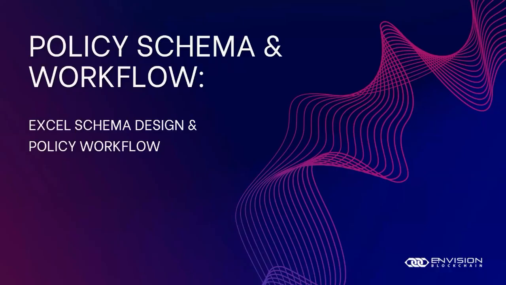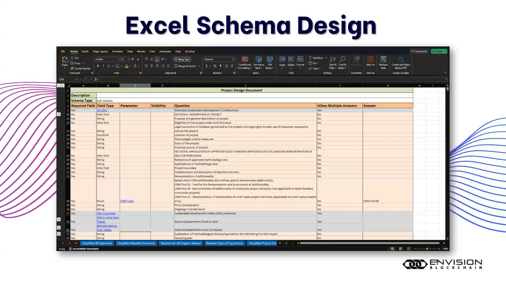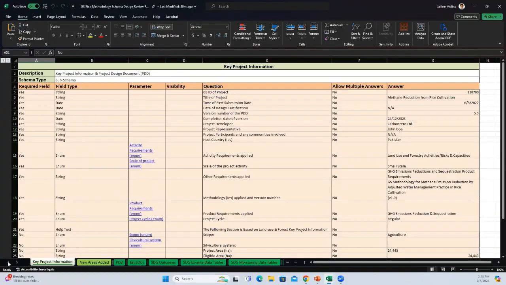So let's go into the policy schema and workflow. As I mentioned before, we designed the schemas first in Excel, and then we transferred them over into the Guardian. Using our template, you can just import this Excel, and it should auto-populate all the schema requirements with everything that you've outlined within the Excel. This first tab that I have here, we have the key project information.